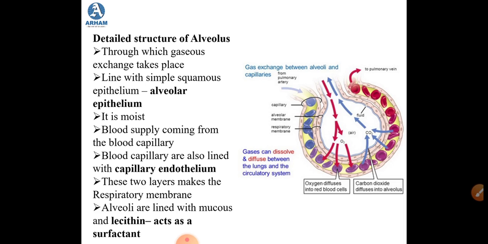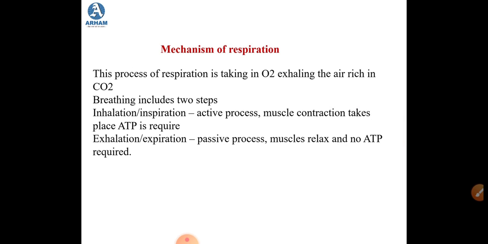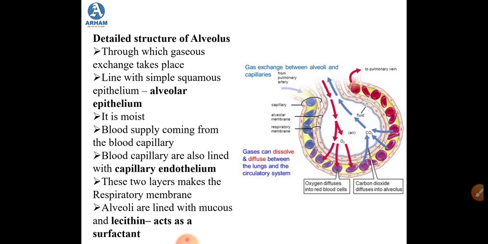The second thing is the blood supply coming from the blood capillaries into the alveolus, so it is also highly vascular. The blood capillaries are lined with capillary endothelium. These two layers, the alveolar epithelium and the capillary endothelium, make the respiratory membrane, and that is how it acts for gaseous exchange between the two. Inside, the alveoli are also lined with mucus and lecithin that acts as a surfactant. Up till this we have studied in the previous session.